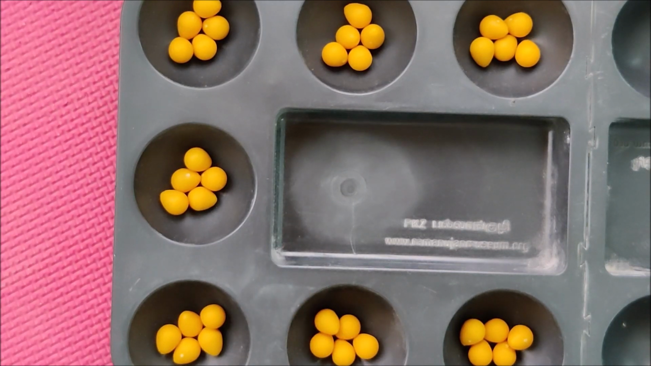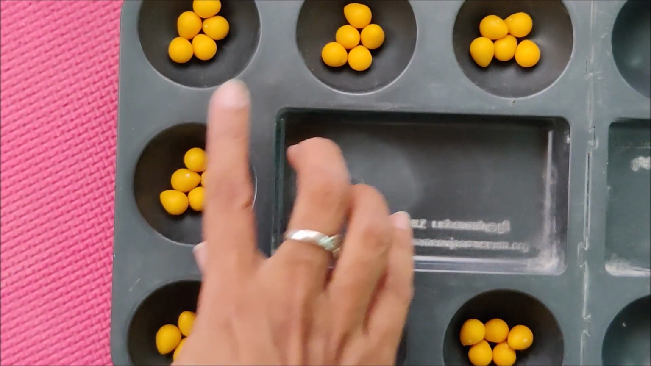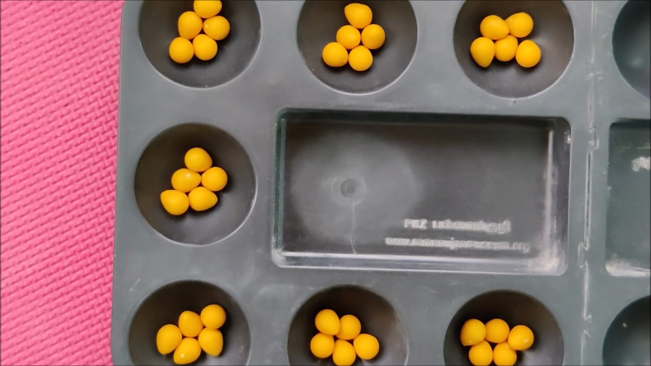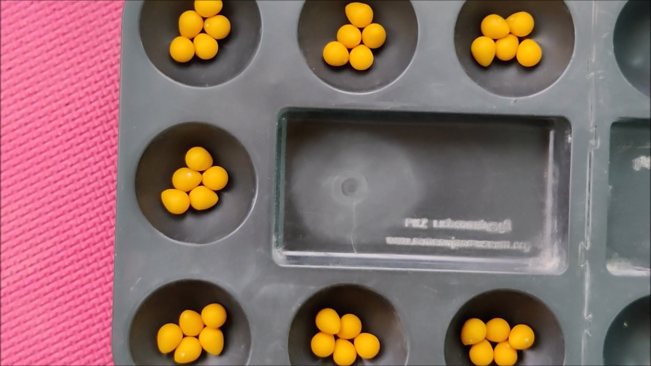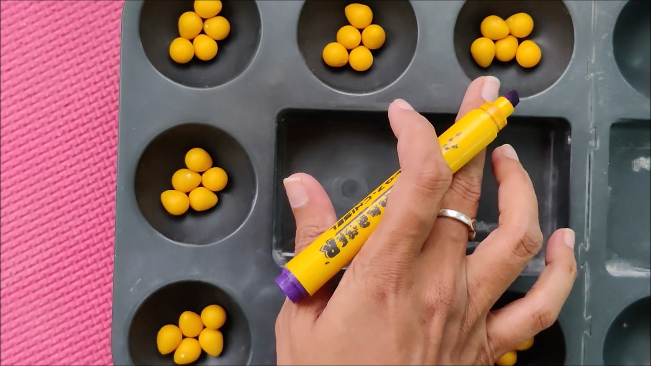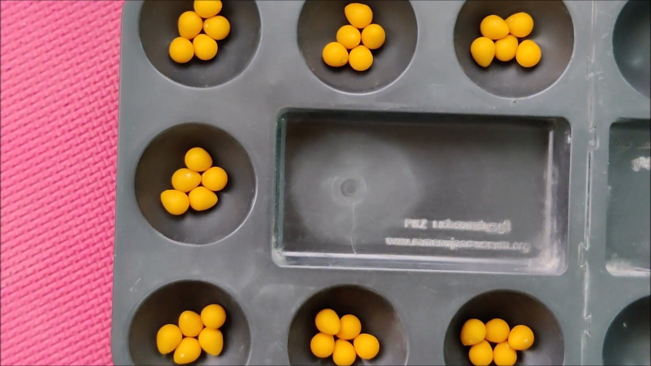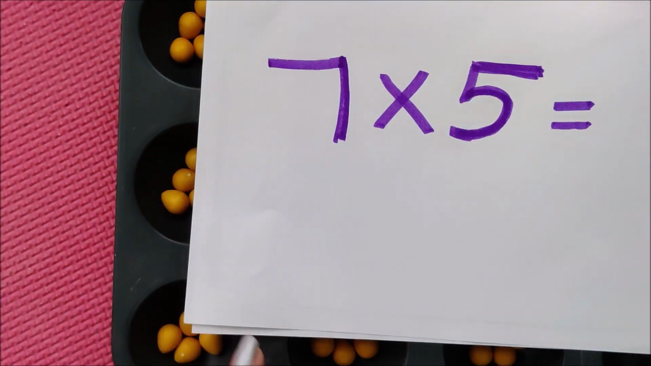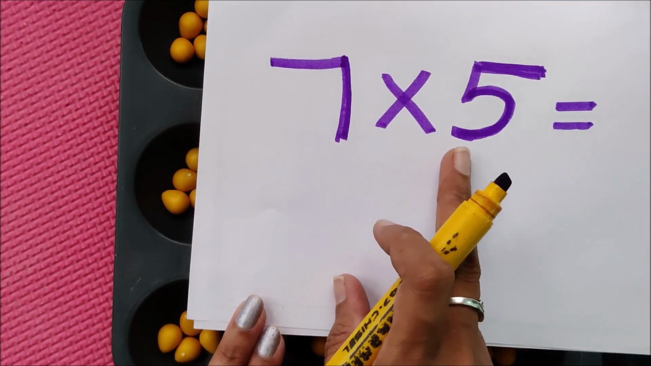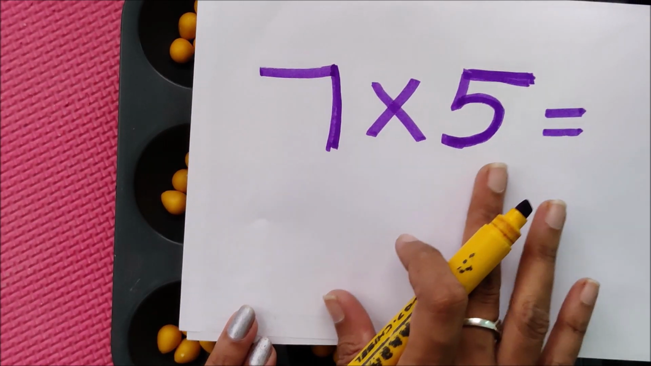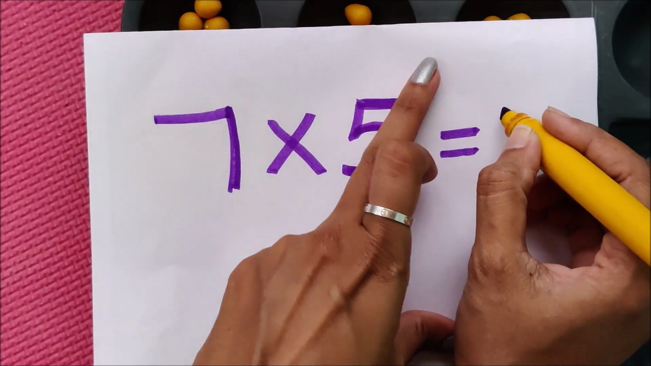How to find the total? I have already said you cannot add with all the holes. You can easily find the number of beads by using multiplication, isn't it? So totally how many holes are there? 1 2 3 4 5 6 7. So totally we have 7 holes. In each hole we have put 5 beads. So 7 into 5. 7 5s are 35.